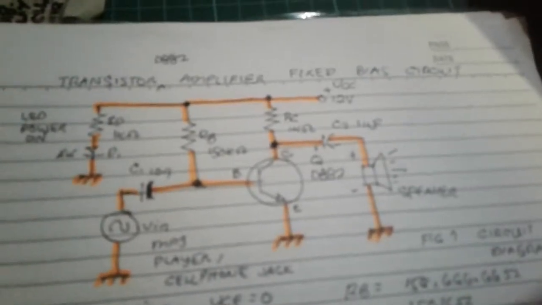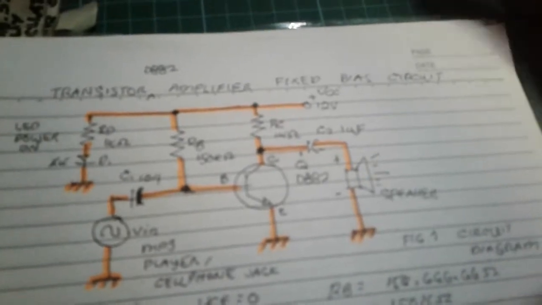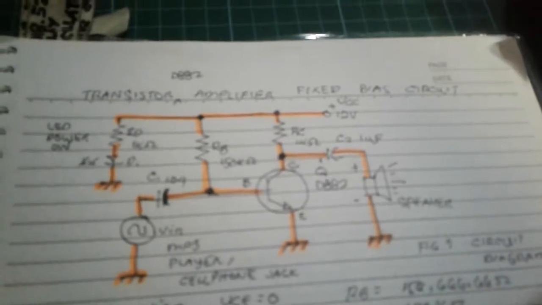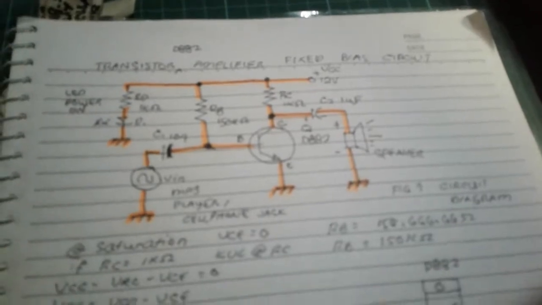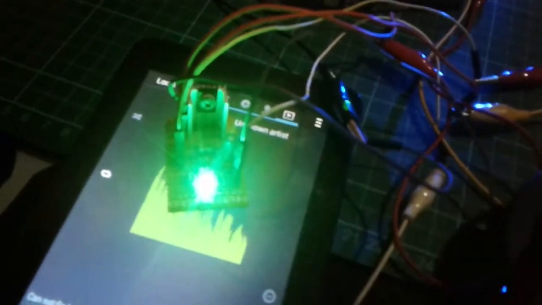That is the sound of the transistor amplifier using D882, and we're using this fixed bias technique of the transistor. Fixed bias transistor, fixed biasing. This is the circuit, and this is our final circuit. Lots of jumpers here, and here is the LED power on indicator.